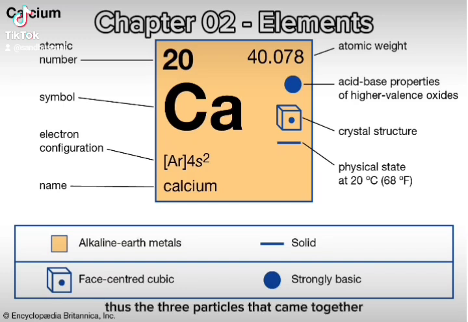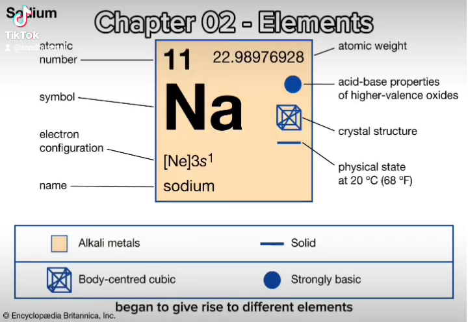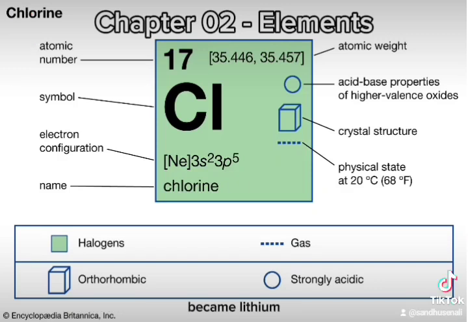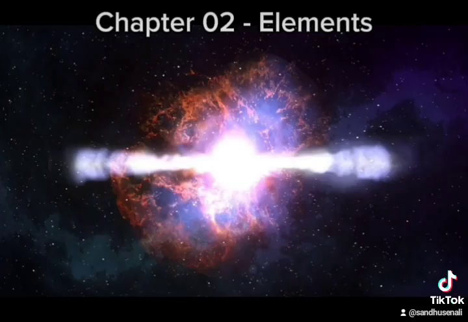Thus, the three particles that came together began to give rise to different elements. Helium and hydrogen atoms collided with each other and became lithium, while carbon, oxygen, hydrogen, silicon, phosphorus, calcium, sodium and chlorine were also born. At each of these stations, electromagnetic energy began to travel as waves.